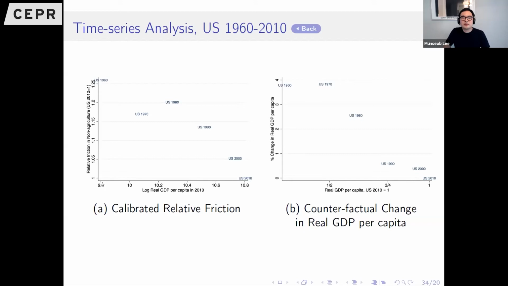The female workers were facing a higher relative friction in non-agriculture in 1960, and it has declined over time. After doing this counterfactual exercise, setting the friction to the US 2010 level, you see the increase in the real GDP per capita. One interpretation is that in 1960, the real GDP per capita could have been 4% higher than what we observed if there were no gender-specific friction across the sectors.